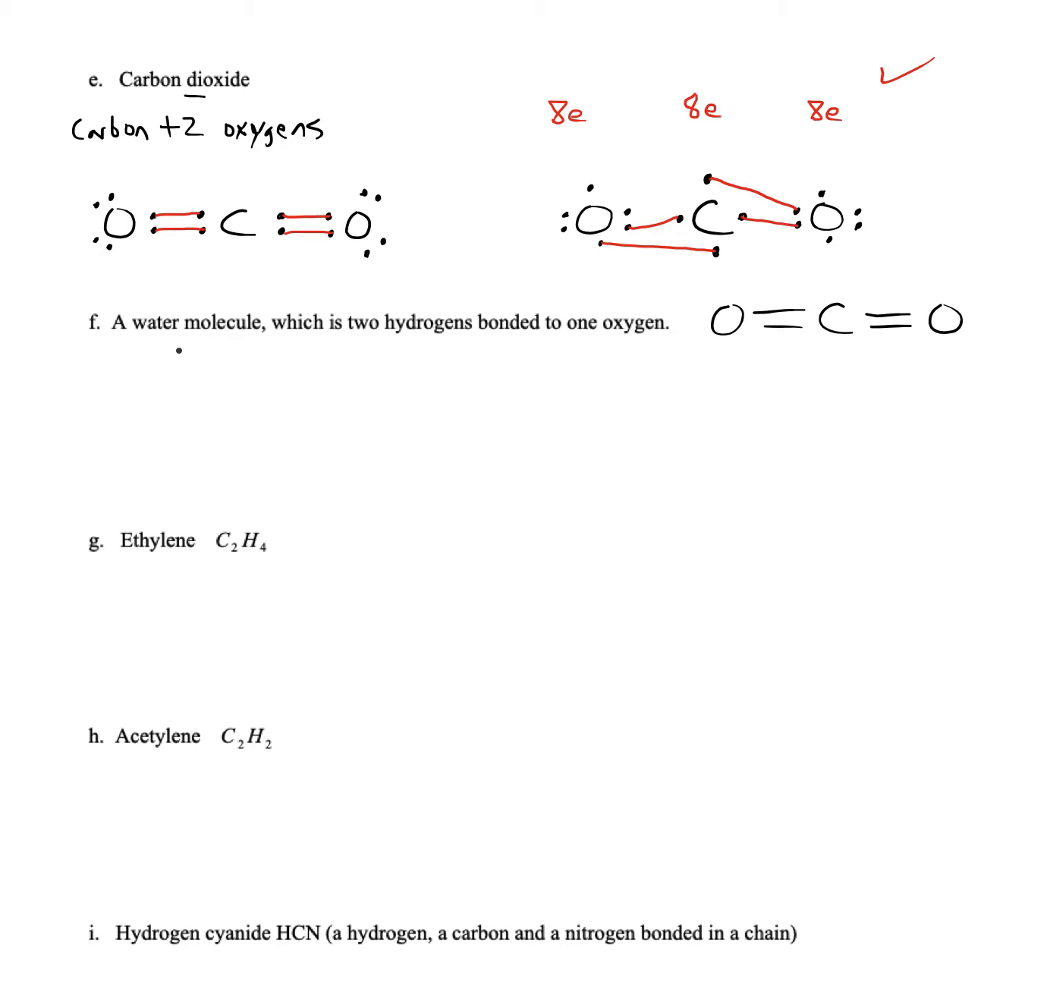Next, let's look at a water molecule. That's 2 hydrogens bonded to 1 oxygen. H2O is the formula. So oxygen's going to be our central atom for this. There's no way that hydrogen could be a central atom because it only has 1 electron that it can bond to other things with.